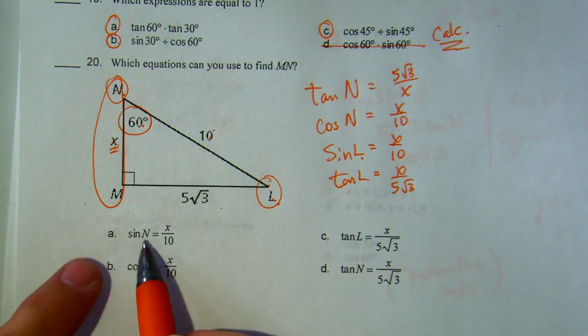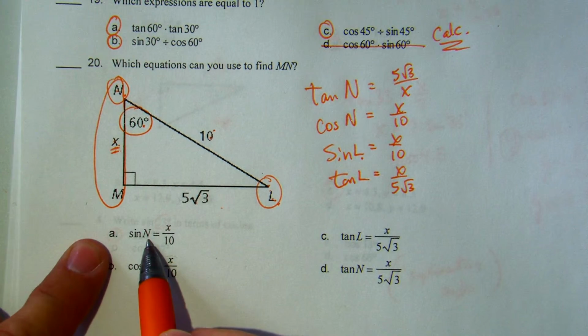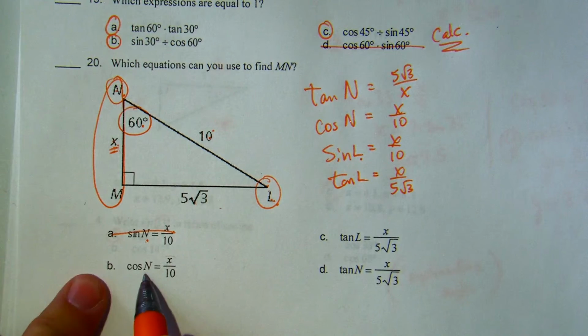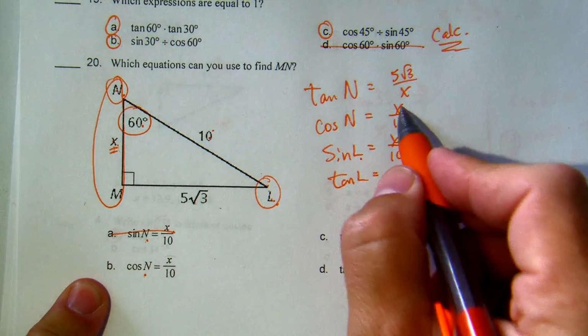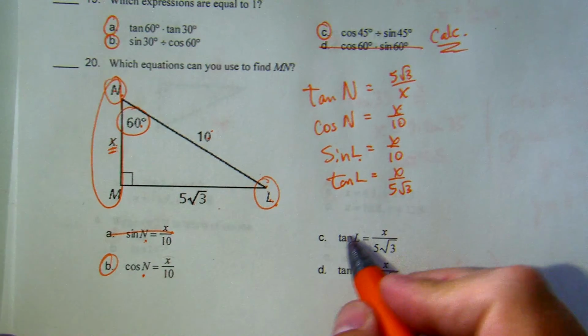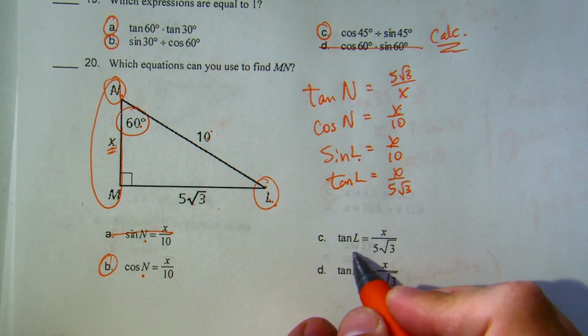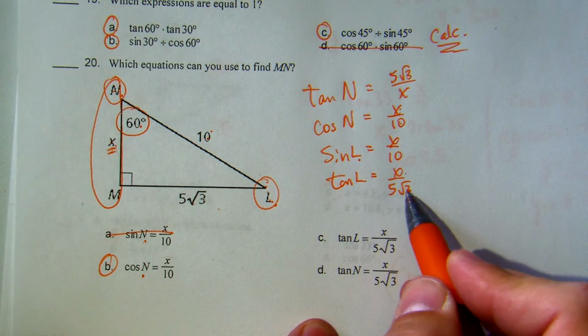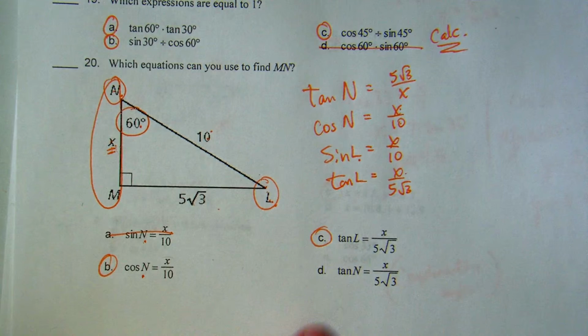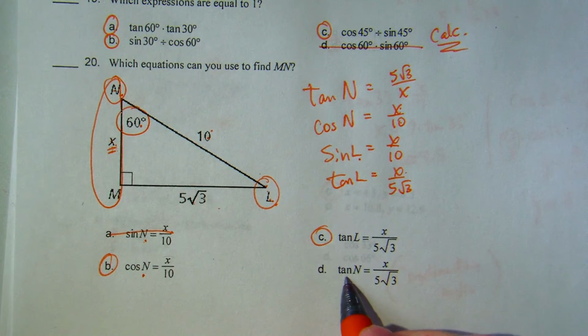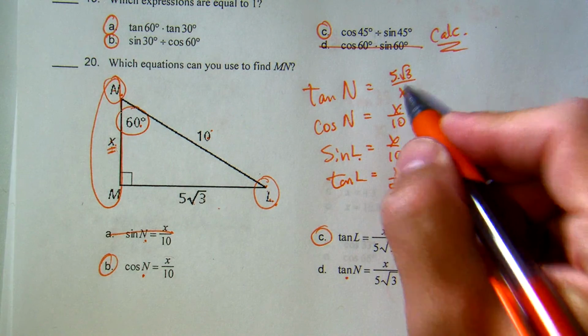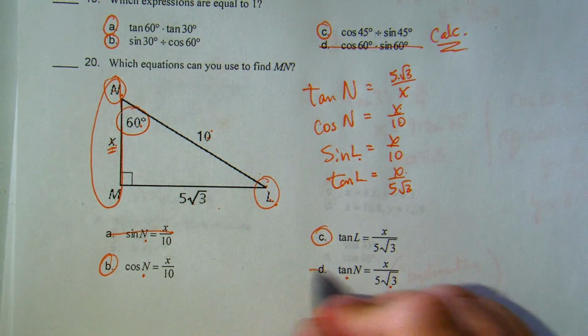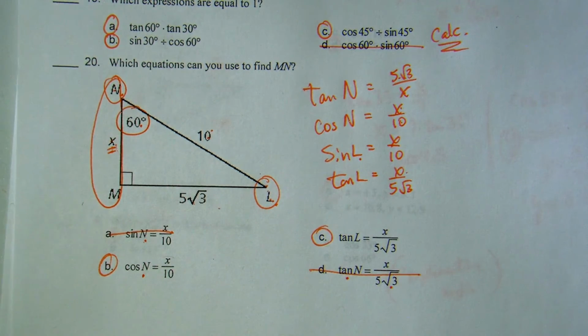Well, sine of N. Does sine of N help us? No. Cosine of N, does that help us? Yes, and it's x over 10. That's correct. Does tangent L help us? Tangent L is x over 5 times square root of 3. That does work for us. And tangent N helps us, but 5 times square root of 3 over x doesn't match. So that's not our answer. Okay? See how we're doing? We're just matching up the relationships with those problems.